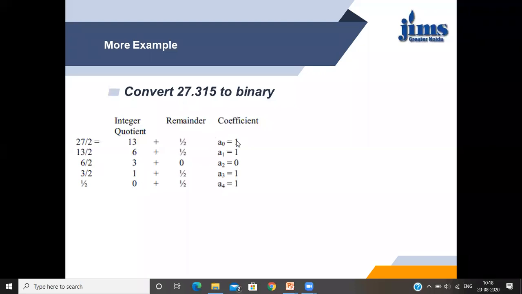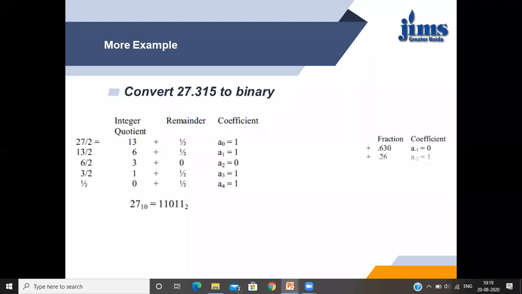So 27 is nothing but 11011. This is your MSB, this is your LSB. In the same manner, 27 base 10 is equal to 11011. That is the binary number.